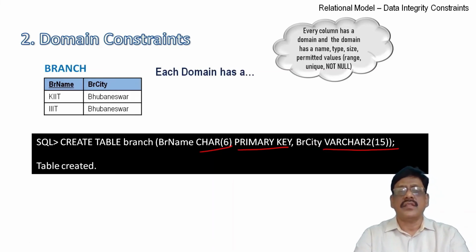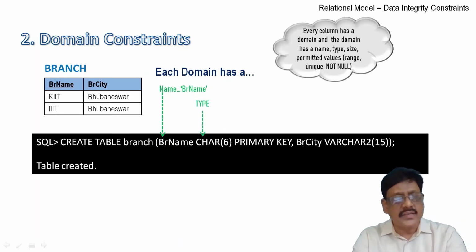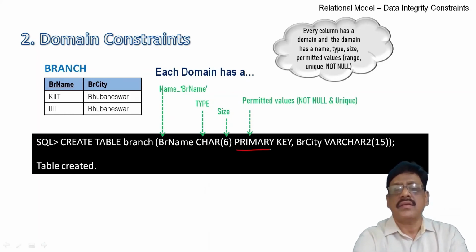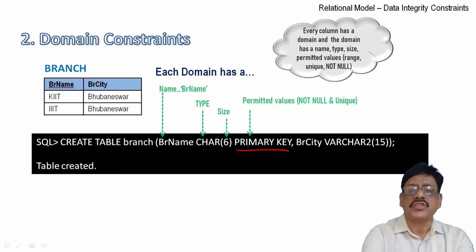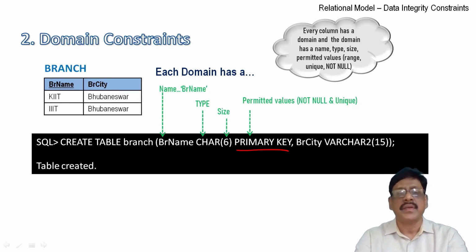Look at here the domain. Each domain has a name, that is branch name in this case. It has a type, that is character. It has a size, that is 6. It has a primary key, which says that it must have permitted values: not null, and at the same time it must be unique.